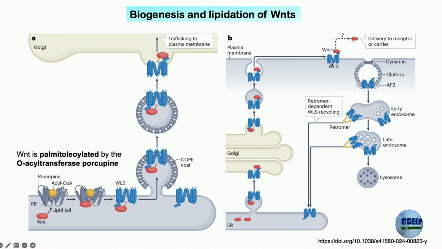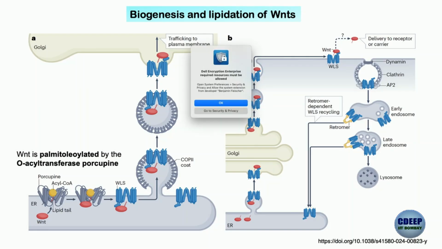Now, how this Wntless releases this Wnt in the extracellular space is something that people are still trying to understand, but what we know is that it gets released. There are certain models about it that we'll check after the next slide. But the empty receptor now undergoes clathrin dependent endocytosis, it comes to the early endosomes, and that's where retrograde trafficking takes place, where there is a complex called retromer.